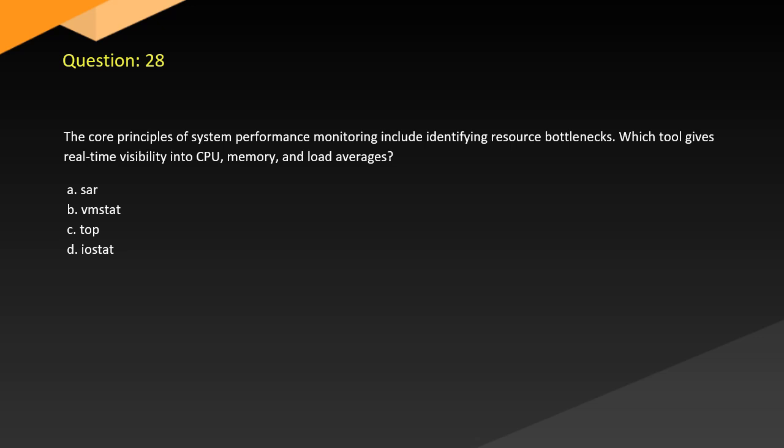Question 28. The core principles of system performance monitoring include identifying resource bottlenecks. Which tool gives real-time visibility into CPU, memory, and load averages? A. SAR. B. VMstat. C. Top. D. IOstat.